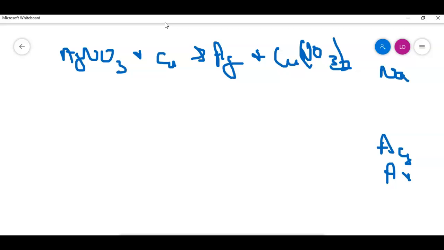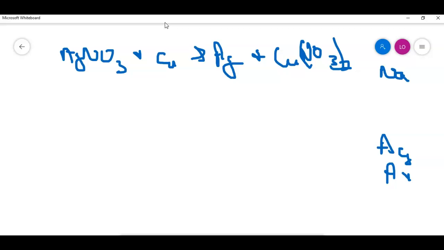Hang on. It's okay if you don't have the list, but think about it. If copper is less reactive, would it bond with nitrate? Would it kick silver out if silver was more reactive? It wouldn't, guys. If copper was less reactive, it wouldn't expel, it would not bond to NO3.